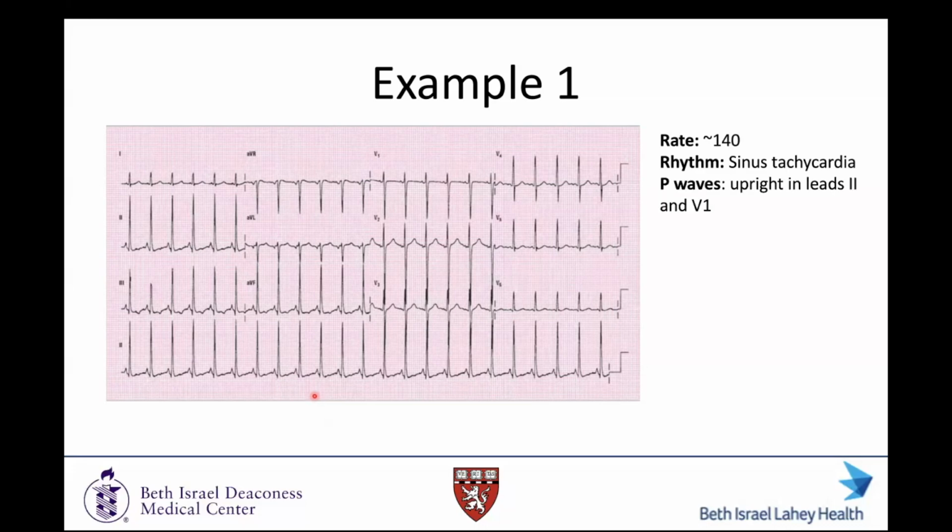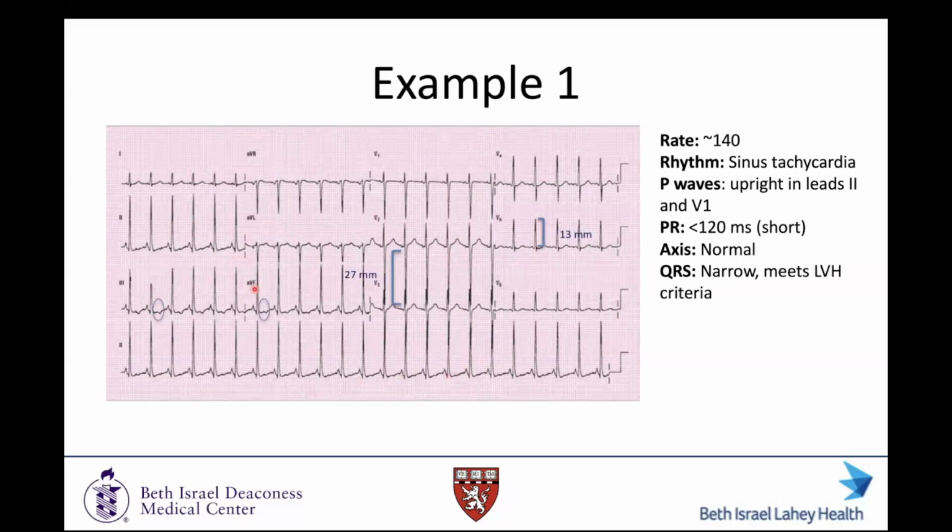We also have our P waves, which are of normal morphology. No evidence of atrial enlargement here. Our PR interval is actually really short. If you look here, it's less than 120 milliseconds, and we'll get into why this could be the case. Our axis is normal. So we're upright in 1, upright in 2, also upright in aVF, so no axis deviation here.